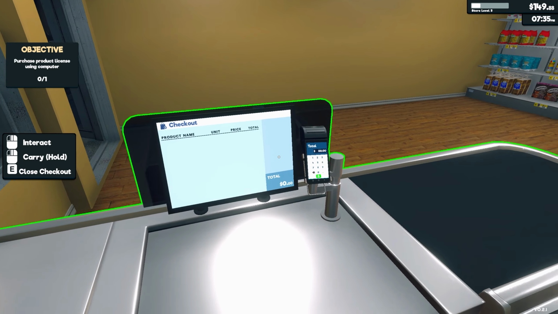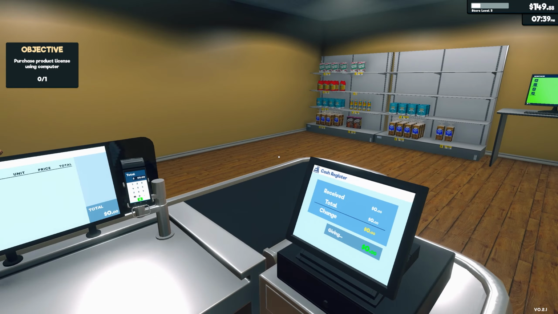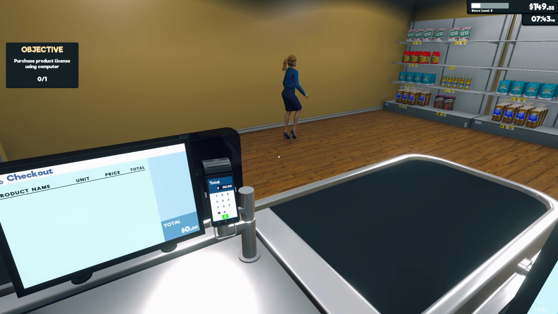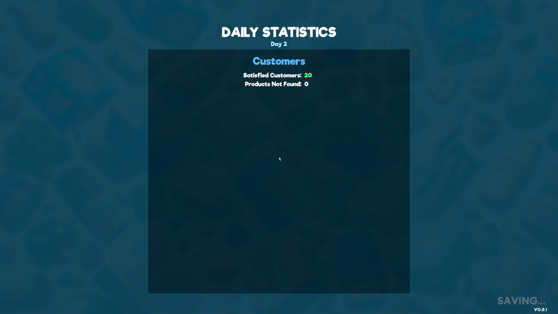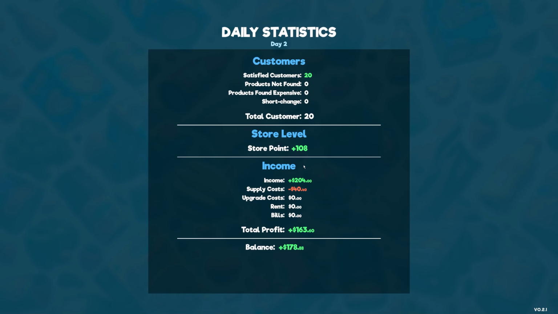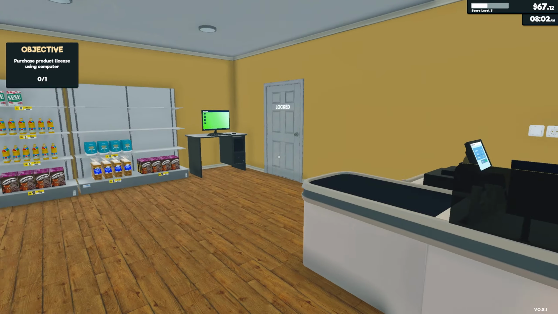Okay, my goal for this day, I would like to be able to get a license before we close the store for the day. So I just need 50 more dollars. Oh, I guess we have to finish the day. Okay, so we weren't able to get the license on this day, but maybe we'll get it on the next one. Okay, open the store.